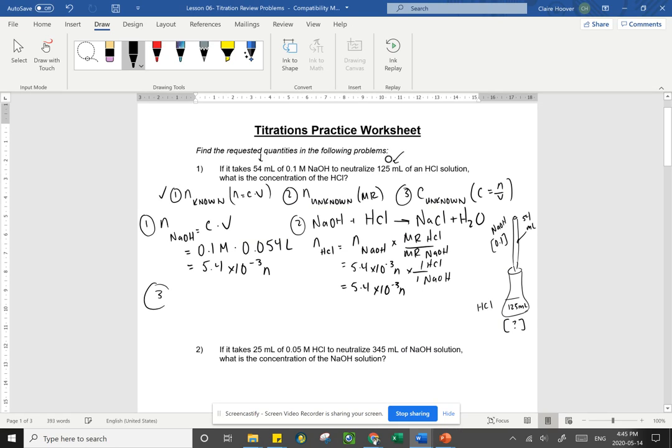So my third step is going to be figuring out the concentration of my unknown, and my unknown in this case, again, is my hydrochloric acid. I'm going to calculate that with moles over volume. I just figured out my moles, 5.4 times 10 to the negative 3 moles, and it's in 125 milliliters, which we know we have to convert to liters.